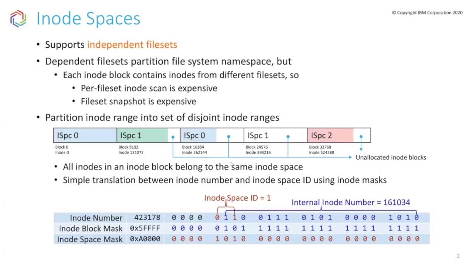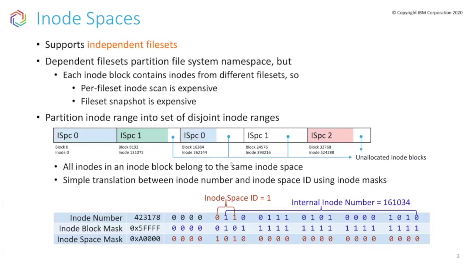This gives you a kind of isolated view of the file system. It's sort of like a mini file system. That was the basic idea. But it had some problems. For example, even though the partitioning was there for the namespace, behind the scenes, there was really no separation for the inodes. So the inodes were all in the same container, so to speak.